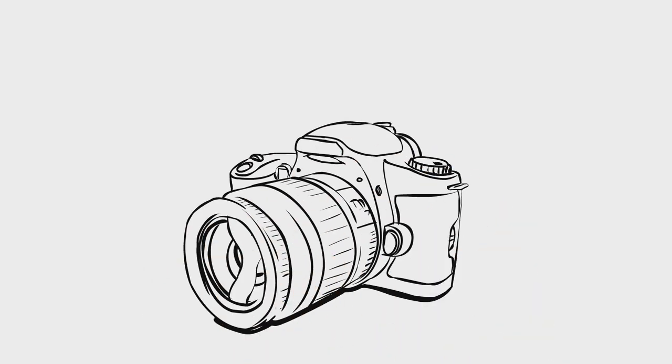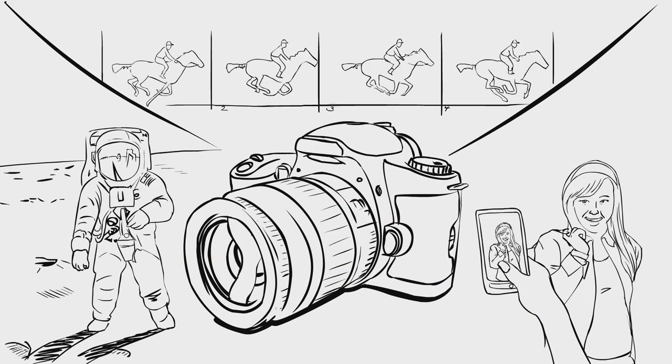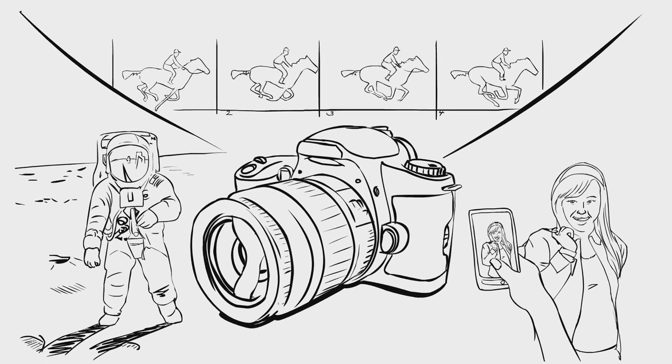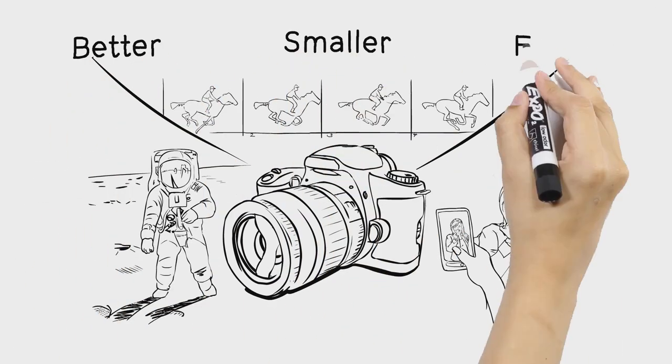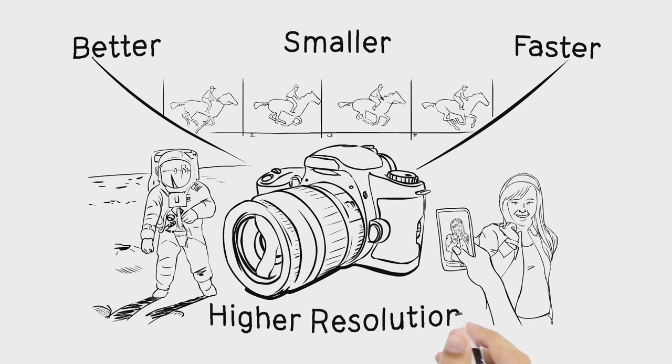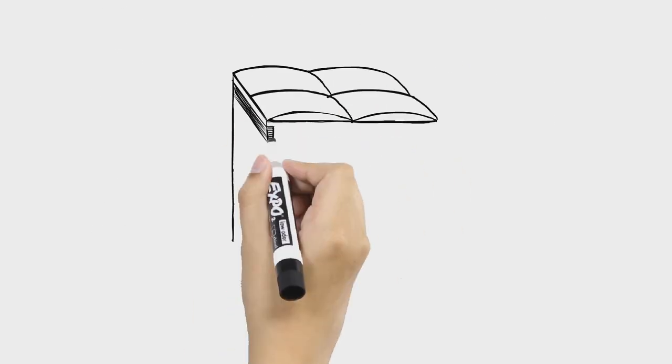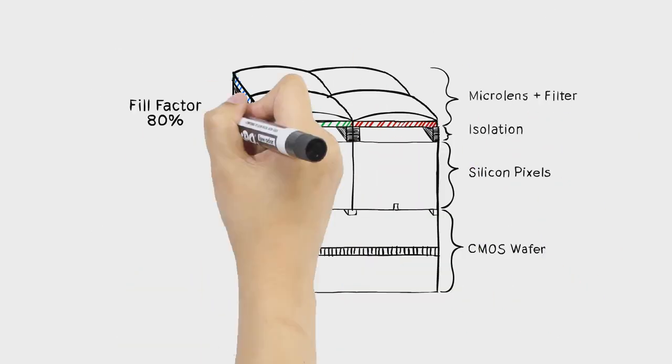Cameras mark the intersection of art, history, and the social fabric of our lives. InVisage knows cameras are that important. We believe making cameras better, smaller, faster, and higher resolution is absolutely essential. Doing this with traditional silicon image sensors is difficult.